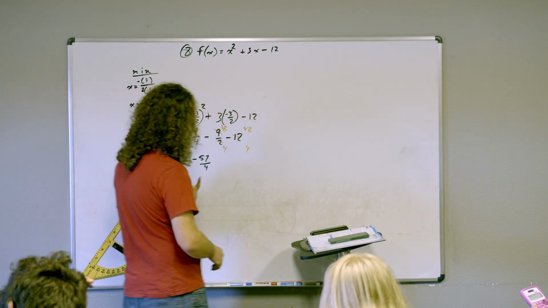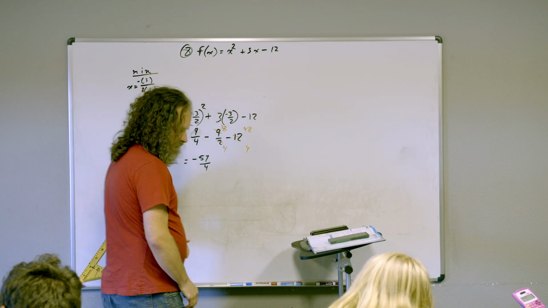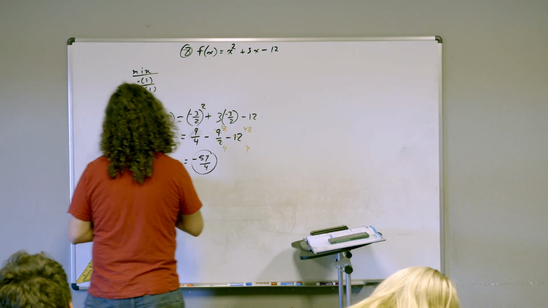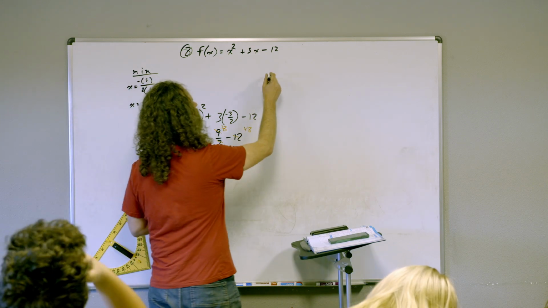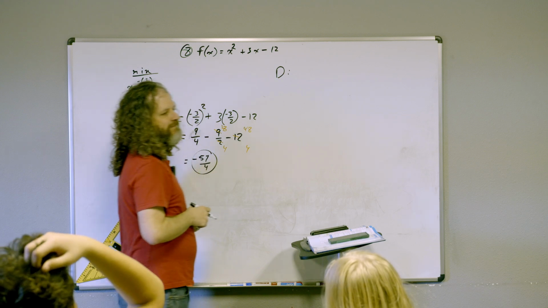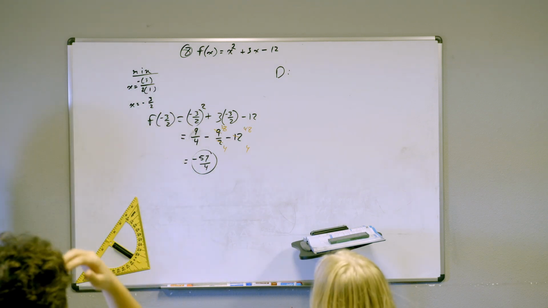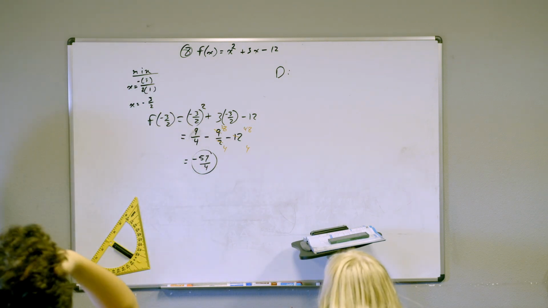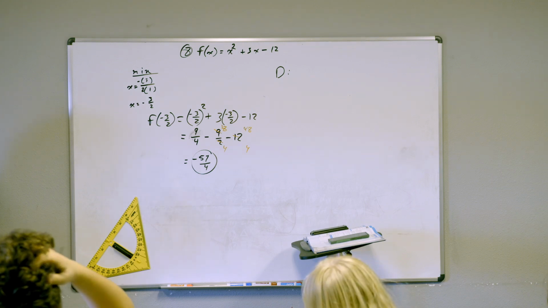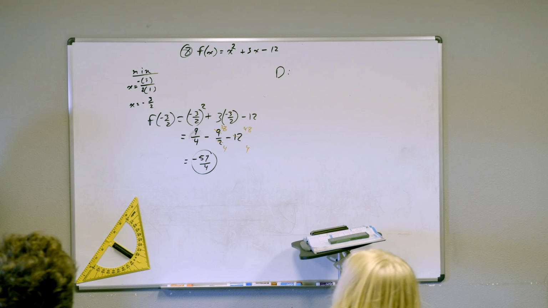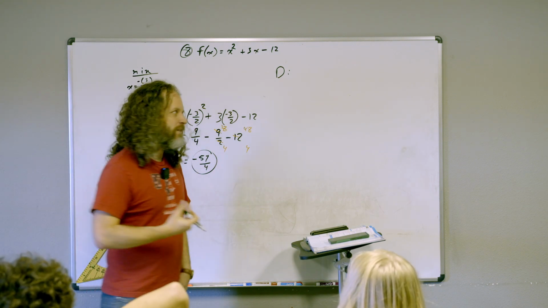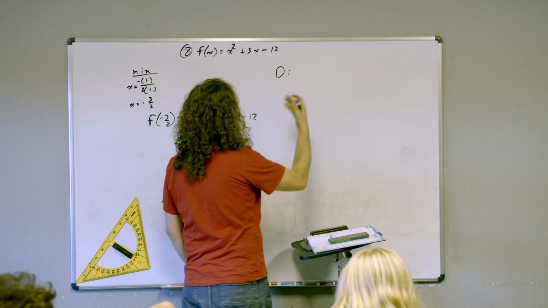So it has a minimum at negative 57/4. What's the domain of this function? X, left and right. When we graph this, does it ever stop going left? Does it ever stop going right? So what's the domain of this function? All real numbers. Written in interval notation, because that's what we do in Algebra 2.